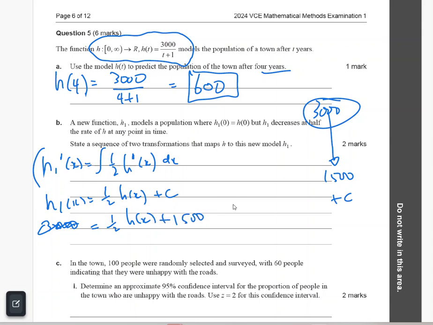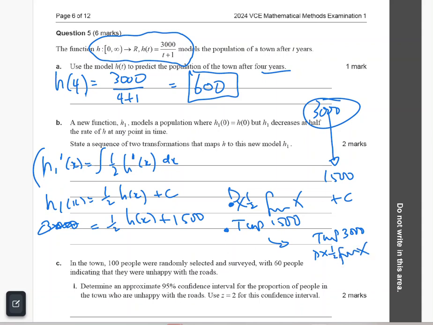So the sequence of transformations: dilate by a half from the x-axis, then translate up 1,500. You could, if you wanted to, translate up 3,000, go up to 6,000, then dilate by a factor of a half from the x-axis and it'll bring it back down to 3,000.